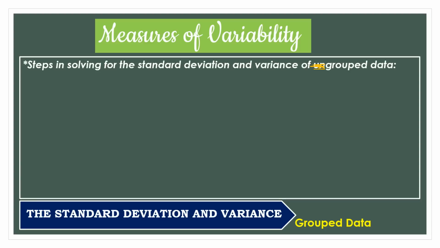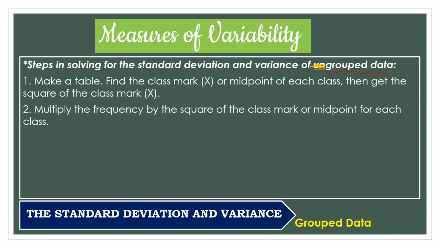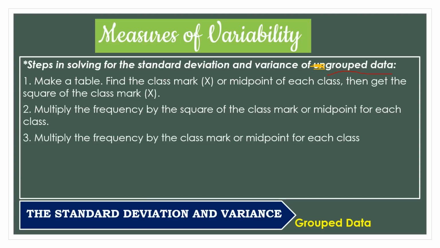So, steps in solving for the standard deviation and variance of group data. This time we are going to solve an example that involves group data. We also have a series of steps. First, we make a table: find the class mark or midpoint of each class, then get the square of the class mark. For step 2, we multiply the frequency by the square of the class mark for each class. Then for step 3, we multiply the frequency by the class mark or midpoint for each class.